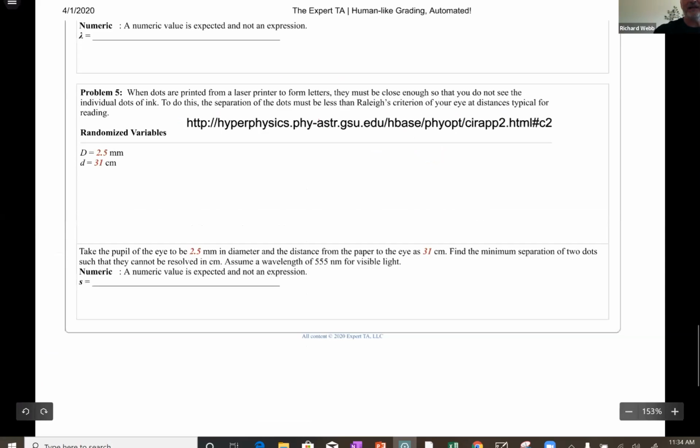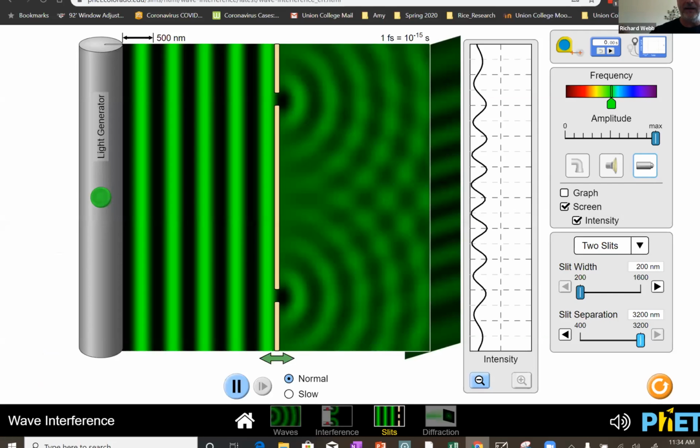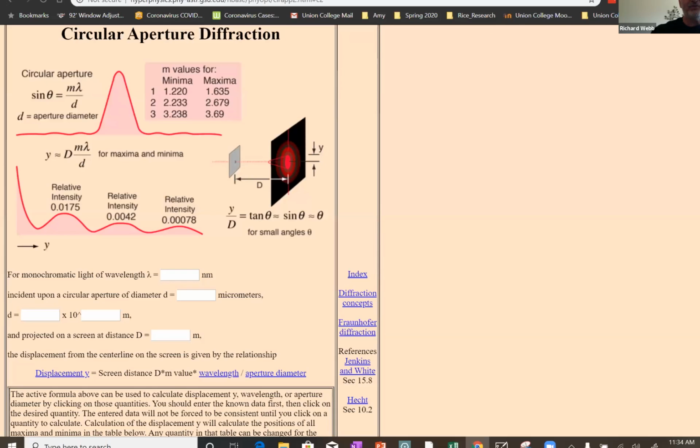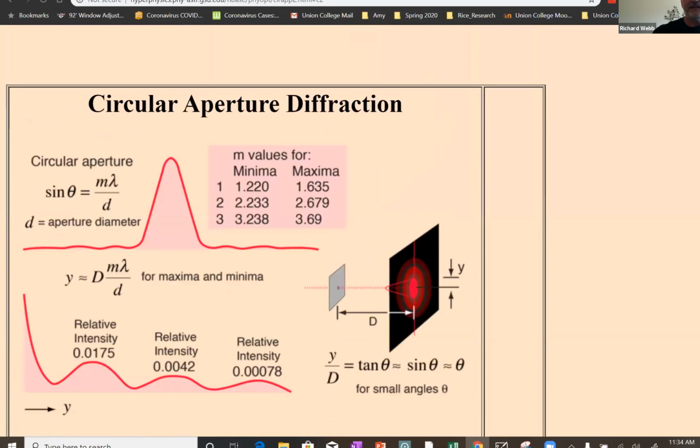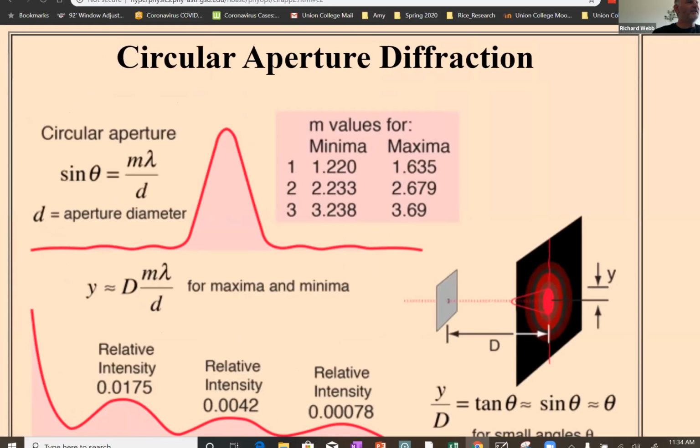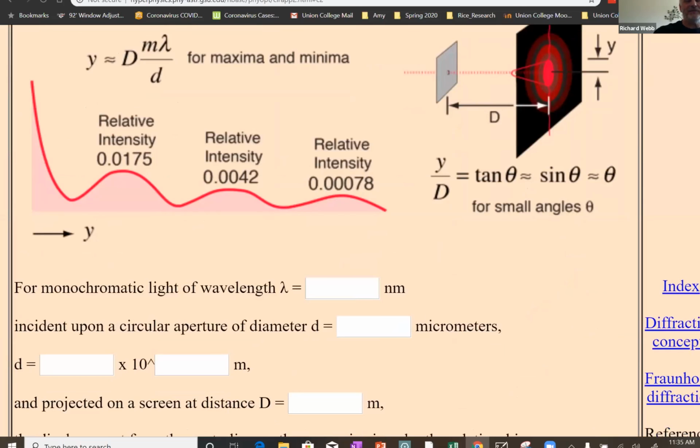Now, number 5, if you go to this website, it actually gives you some good information about the single slit. Or not a single slit, but a circular aperture. With that circular aperture, your geometry is a little different, so your equations come out differently. But what you have is a minimum when m is not an integer now, but 1.220, and then another one at 2.233, another one at 3.238, and a maximum of 1.635, and so on. And so you get an interesting interference pattern.